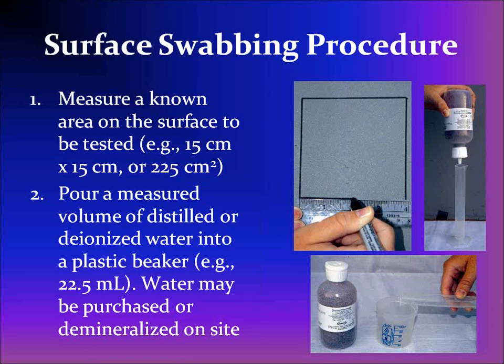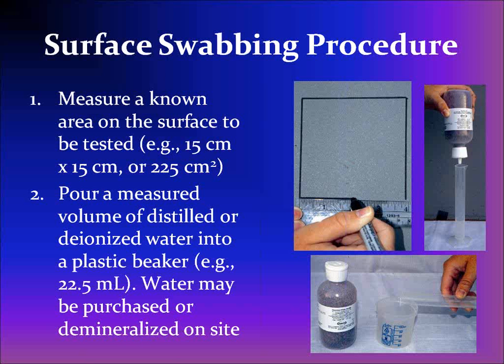First, select a test area based on the project specification requirements or other instructions. Once a test area is selected, measure and draw a square on the surface using a non-chloride permanent marker. The square can be any size as long as you measure and record its dimensions. A 15 by 15 centimeter sample area is convenient because it converts to 225 square centimeters.